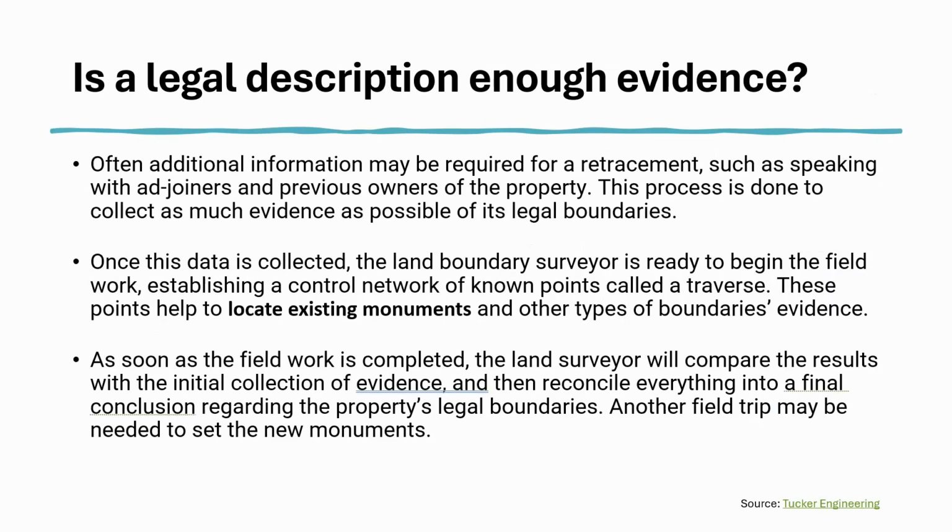All right, so again, is a legal description enough evidence in relation to boundary surveys? Often additional information is going to be required for retracement. That's what I'm talking about: speaking with the adjoiners, trying to recover monumentation on their properties to tie in, to show that you're accurately representing or retracing this boundary. Knowing the owners, knowing the history of the land, and trying to filter through what's just general things being said and what's important evidence that you're going to need to properly do this retracement.